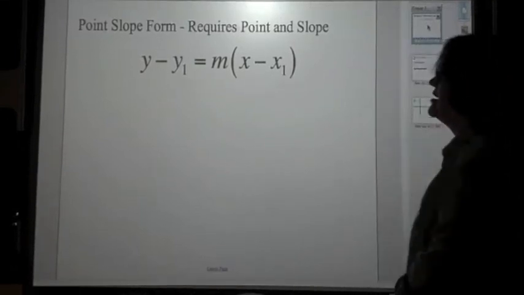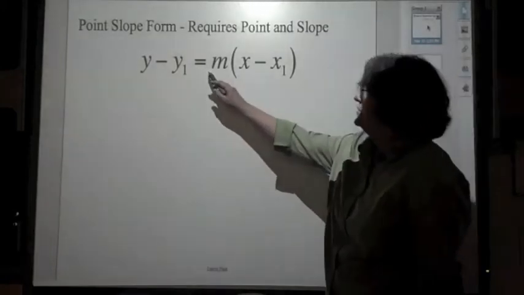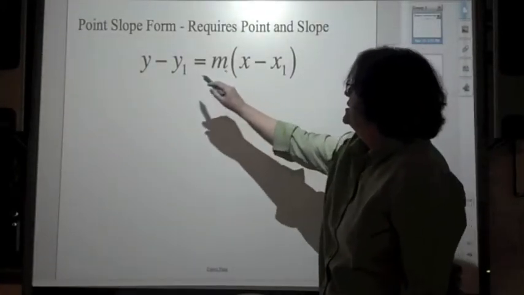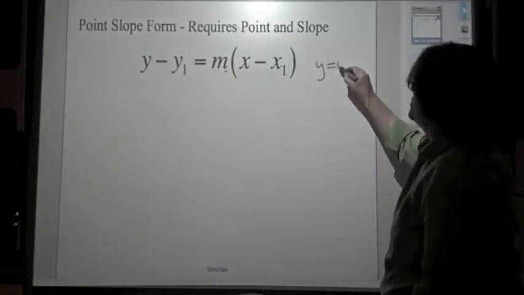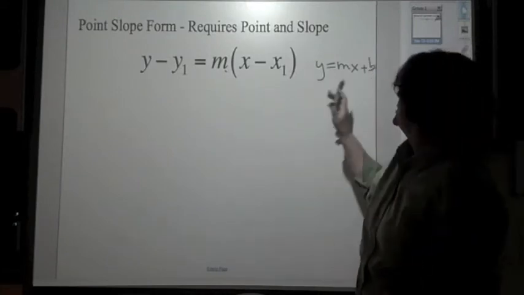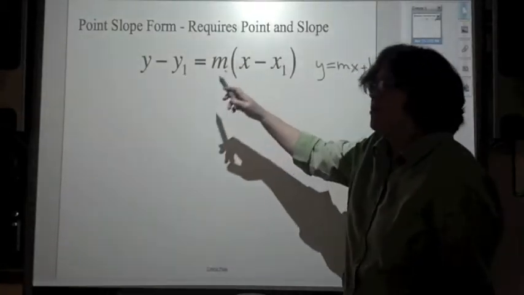Okay, so we're going to talk about point-slope form today. It's an equation. It's got slope. We've got our x. We've got our y. Just like the one you've seen already, y equals mx plus b. This time, though, instead of working with the y-intercept, you can work with any point.